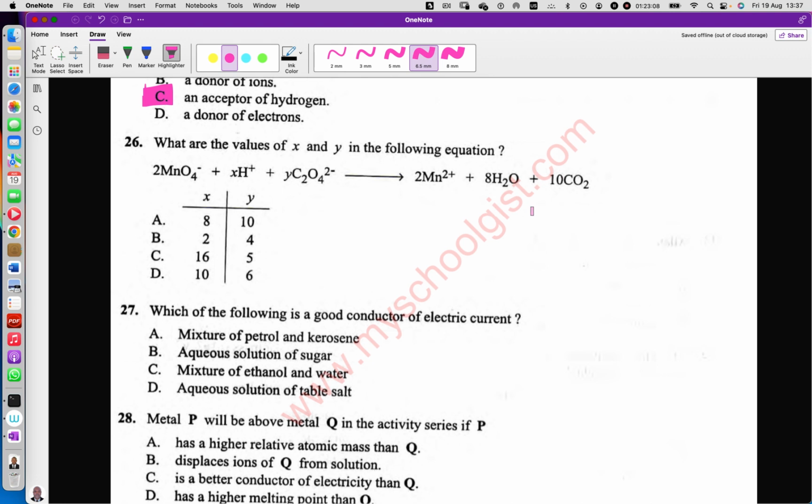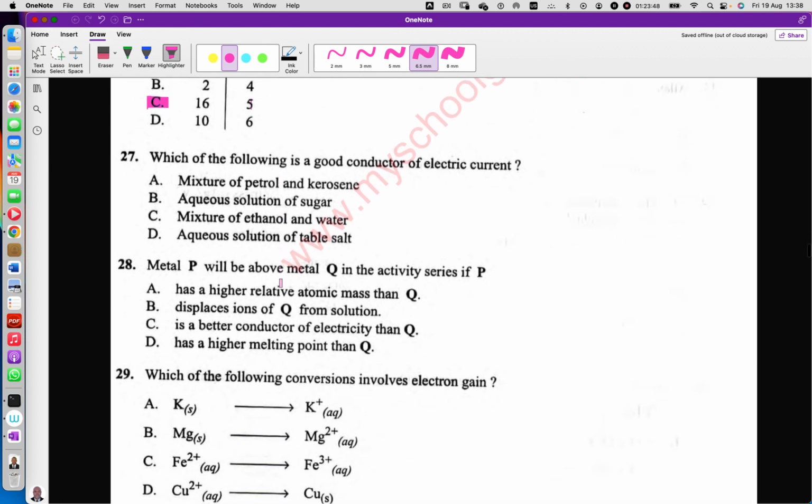For carbon, here is 10. In order to balance carbon here, we need 2 times a particular factor, 5. So yes, that is it, 5. For hydrogen, 2 times 8 is 16. Hydrogen here should be 16. And in that case, our answer will be C. 26 is C. I will do more discussion here at the end of the question paper.